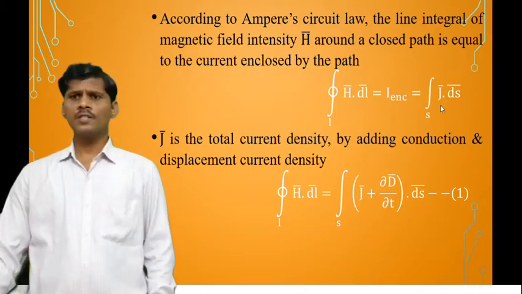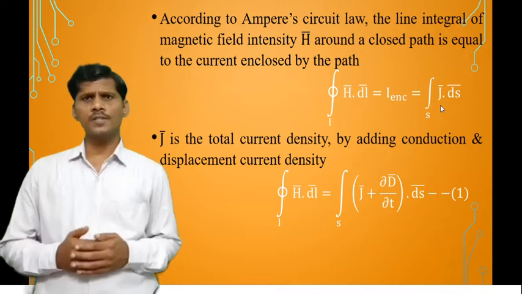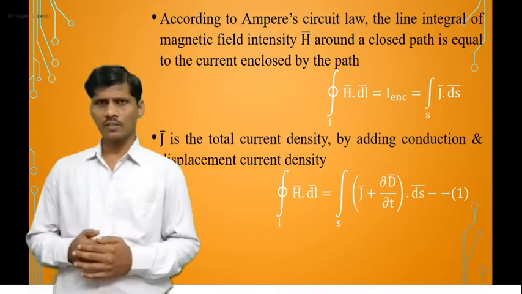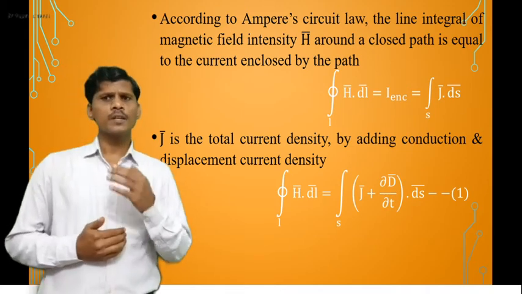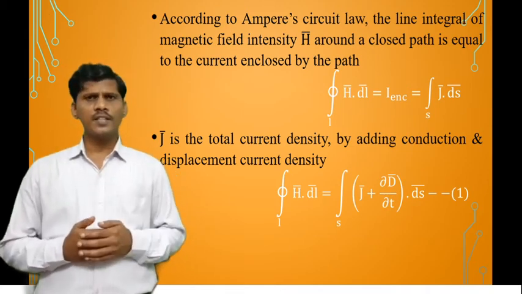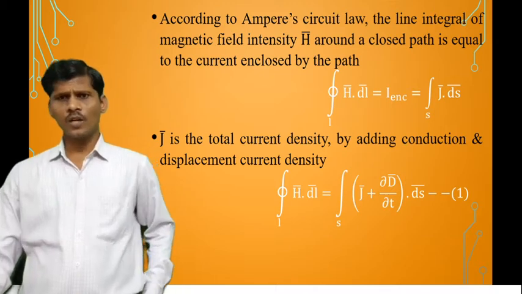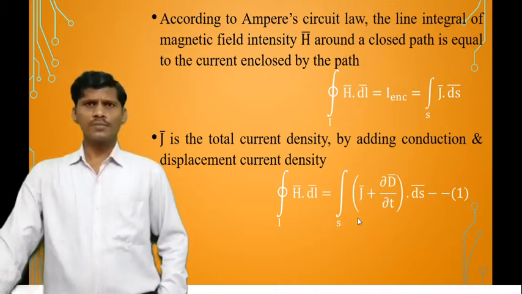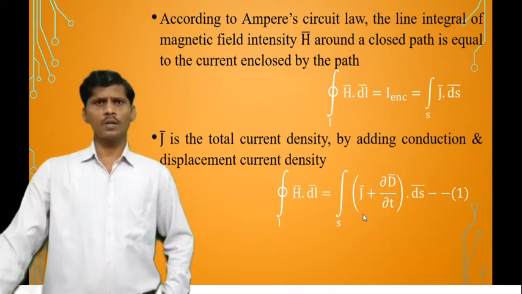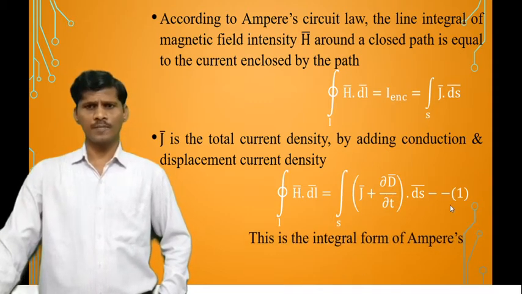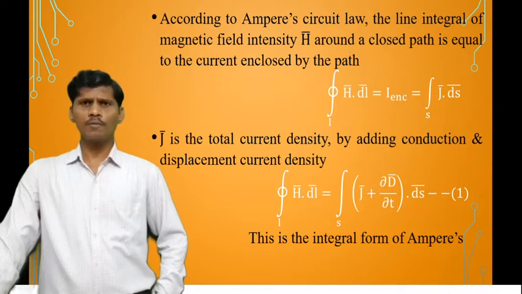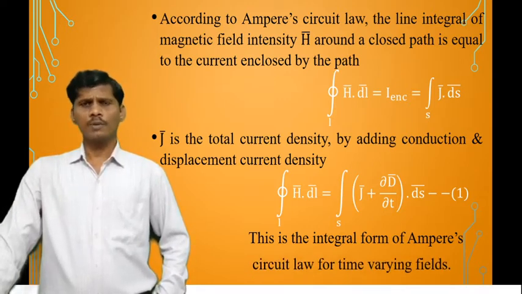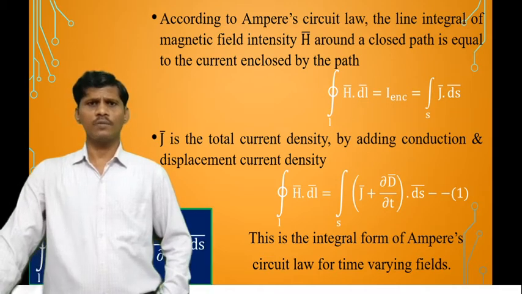So this J bar is the total current density. J bar is the summation of the conduction current density and displacement current density. So that current density is replaced by the summation of conduction current density and displacement current density. We have the closed line integral of H bar dot dl bar equal to the open surface integral of J bar plus dou D bar by dou t dot ds bar. This is the integral form of Ampere's circuital law for time varying fields.